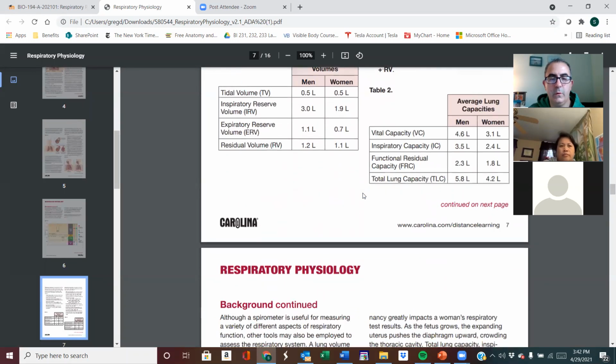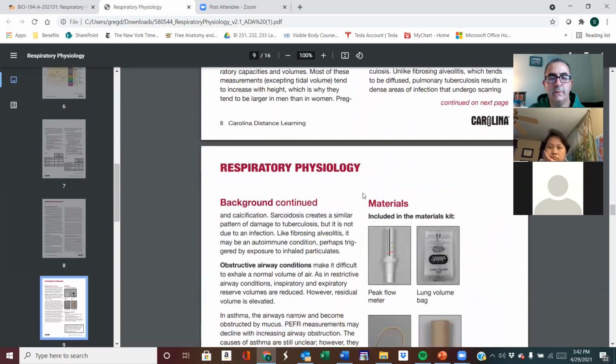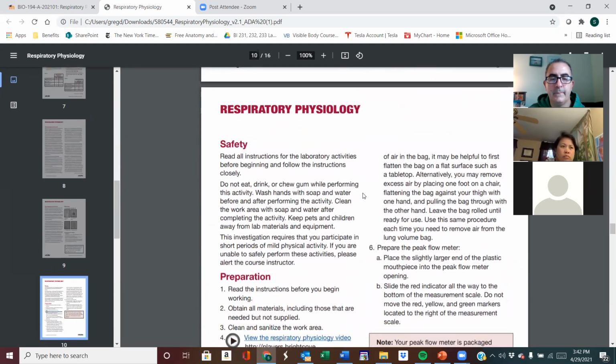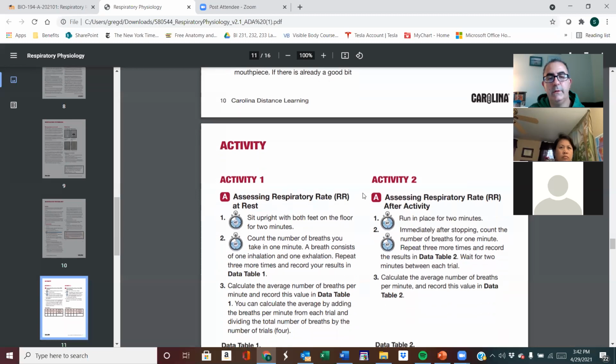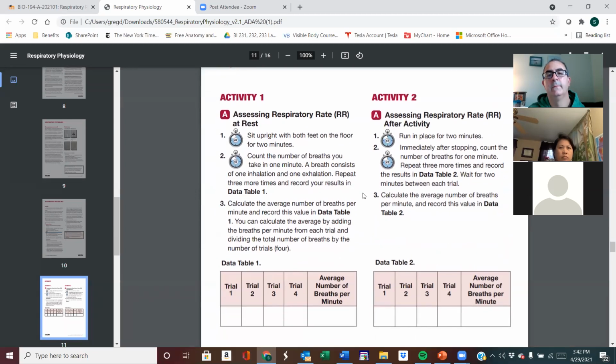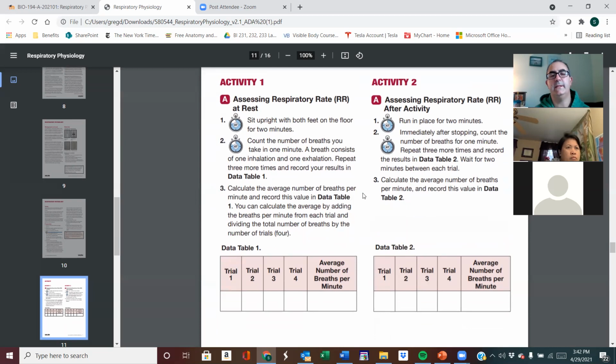So what you're going to do is you're going to keep going through the background and you're going to go to the activities. There are, I think, 7 activities, but they're all pretty simple stuff. So the first thing you're going to do is assess your respiratory rate at rest. You're going to see how exercise affects your respiratory rate.